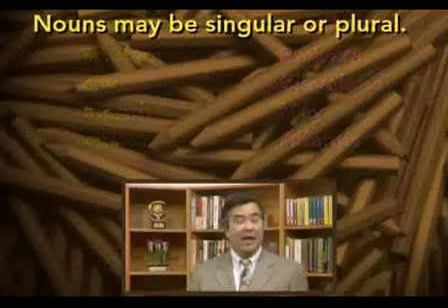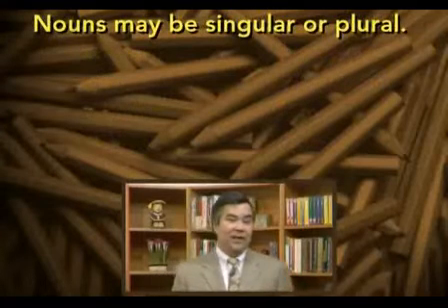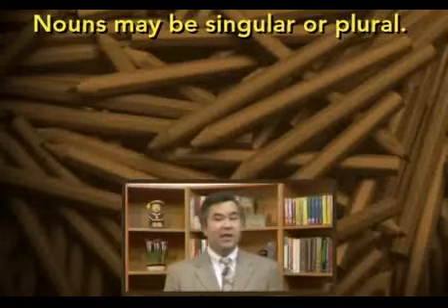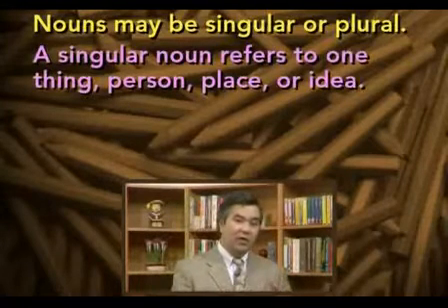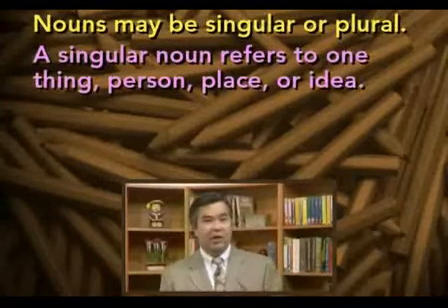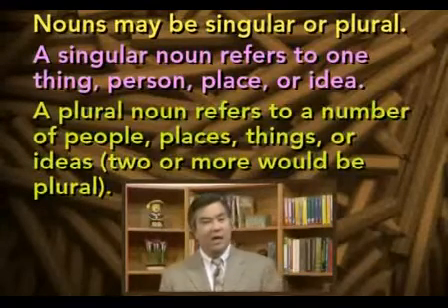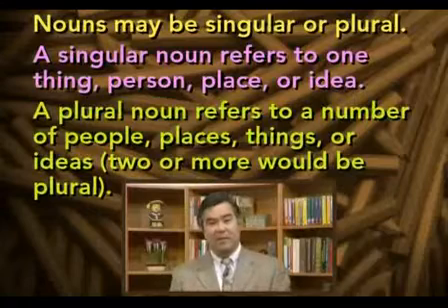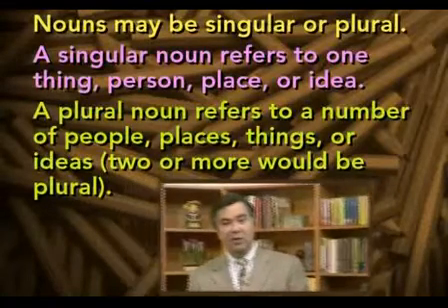One other thing to know about nouns is that nouns may be singular or plural. In English, we draw these two distinctions between a singular noun, which refers to one and only one thing, person, place, or idea, and a plural noun, which refers to a number of people, places, things, or ideas. Two or more would be plural.